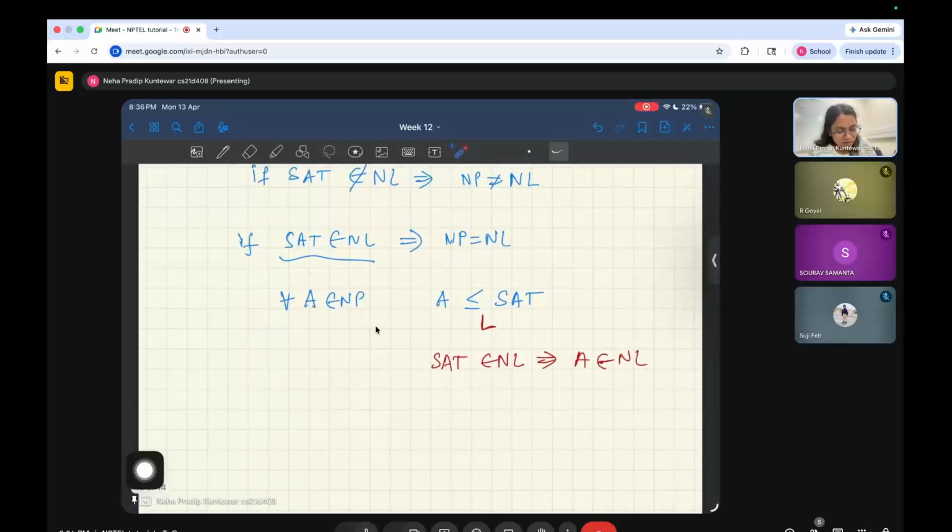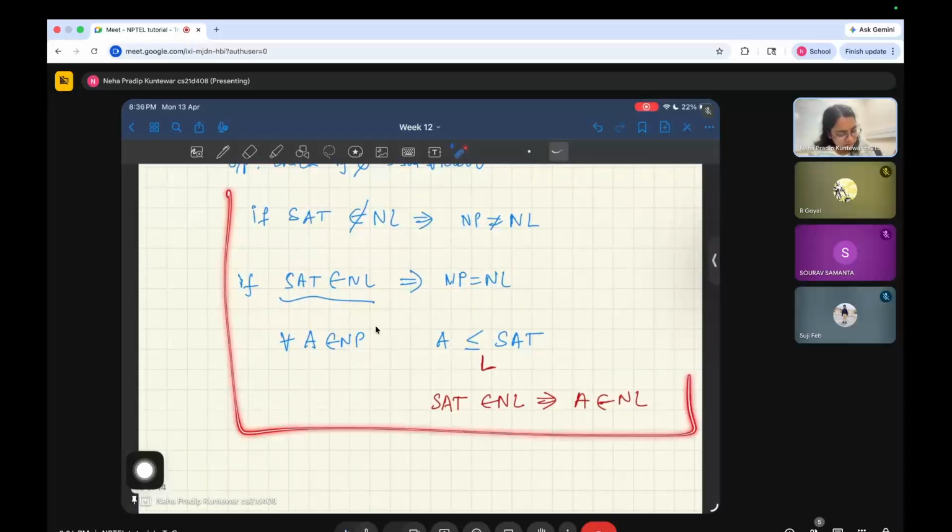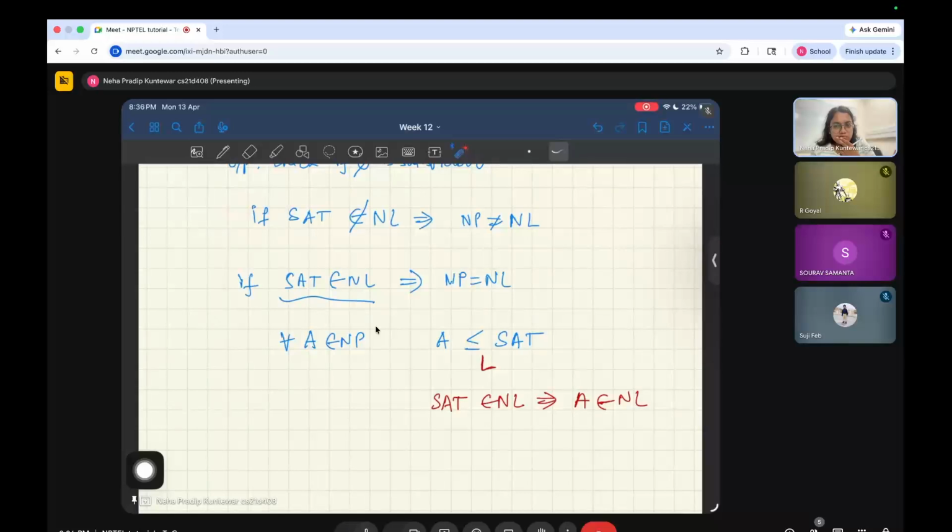But are these two things clear? If not, then we can discuss again. No, no, this is clear. Okay. This is clear, except that.